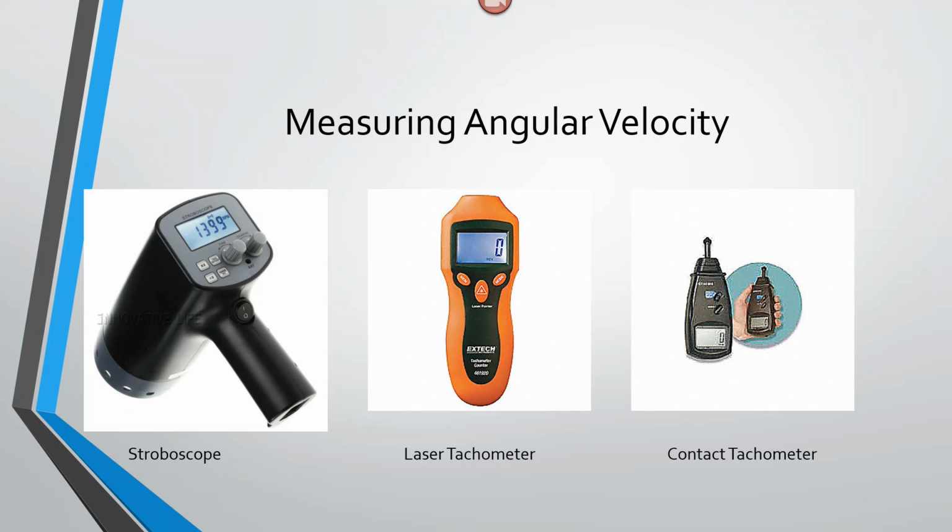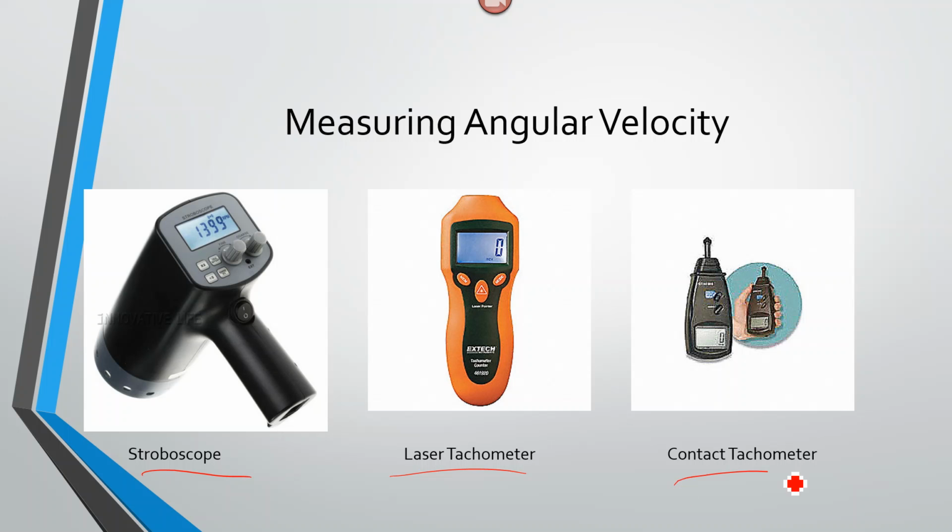What can we use to measure angular velocity? We can use a stroboscope. Stroboscope is pretty interesting. We're actually going to use one. There are some issues with stroboscopes you have to watch out for. You can use a tachometer, a laser tachometer. Usually with a laser tachometer you have to have some sort of differing color. A lot of times we use a reflective strip.